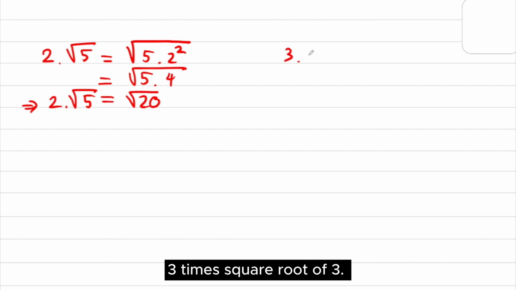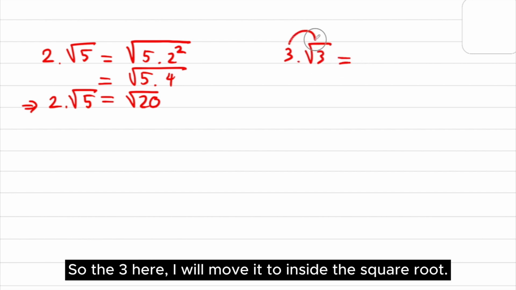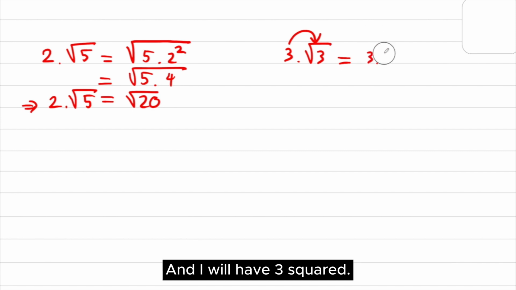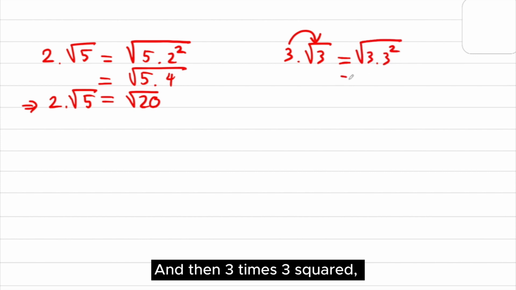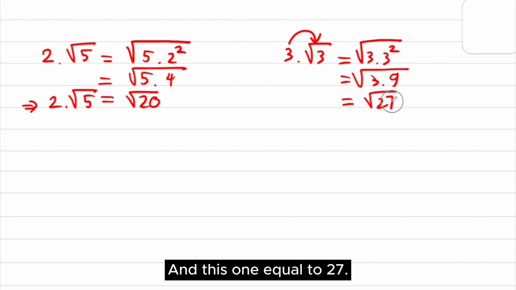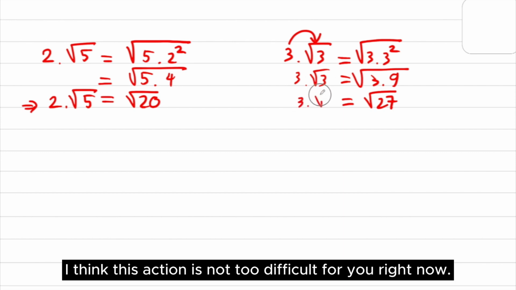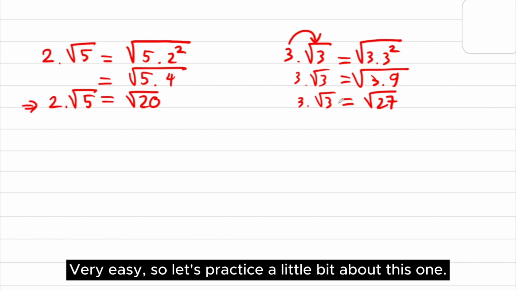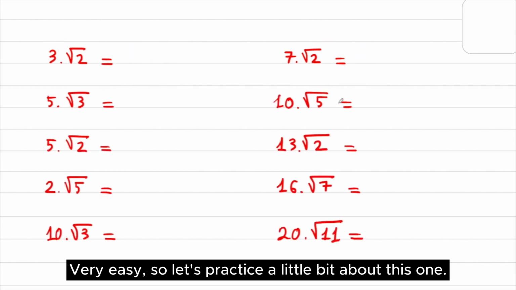Okay, 3 times square root of 3. The 3 here, I will move inside the square root, and I will have 3 squared, and then 3 times 3 squared means 3 times 9, and this one equals 27. Yeah, 27. I think this action is not too difficult for you right now. Yeah, very easy. So let's practice a little bit.